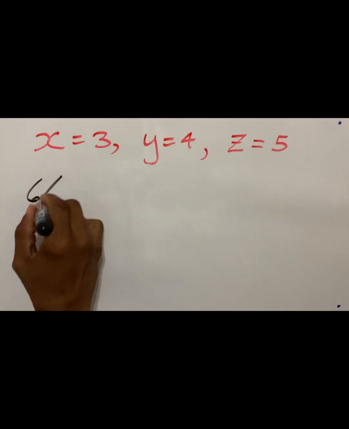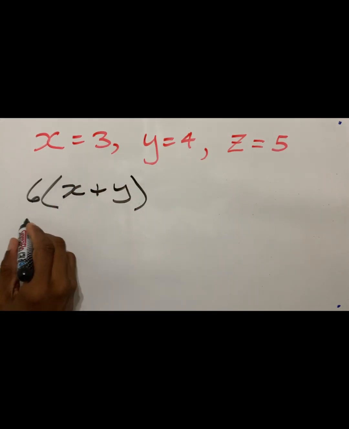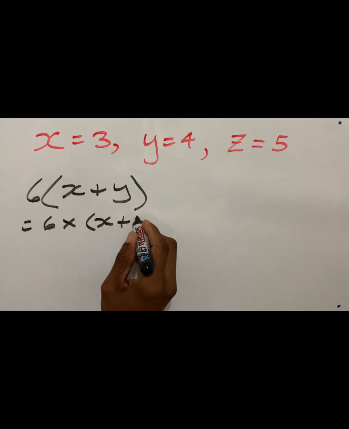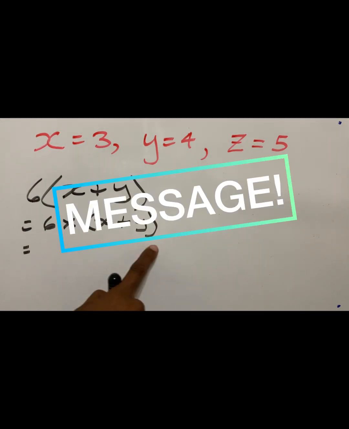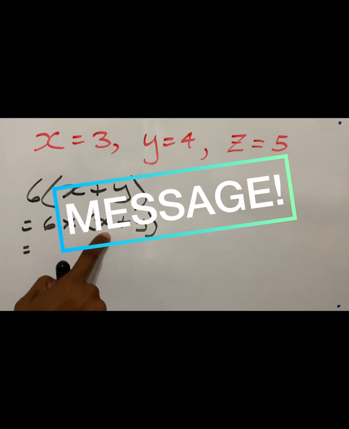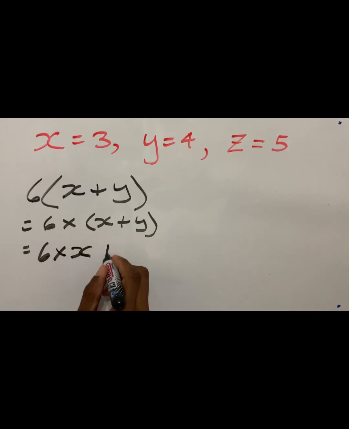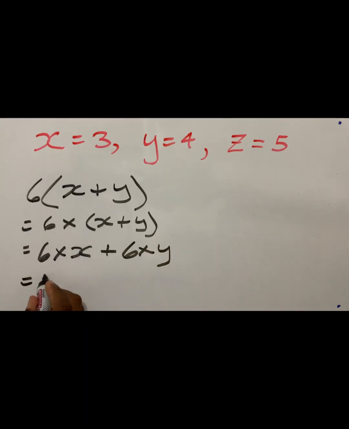6 bracket x plus y. Same thing as saying 6 times x plus y. And what we do from here, when we remove this bracket, we multiply all the contents of the bracket by this number 6. So this is equal to 6 times x plus 6 times y, which is the same thing as 6x plus 6y.